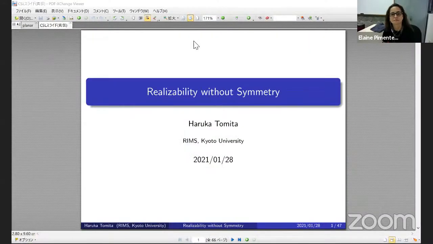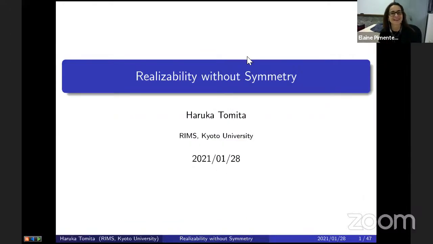So, okay, let's move on with the session. So maybe Haruka can put the slides on. Okay, let's wait for 1 minute more so we can start. Oh, now we can start.